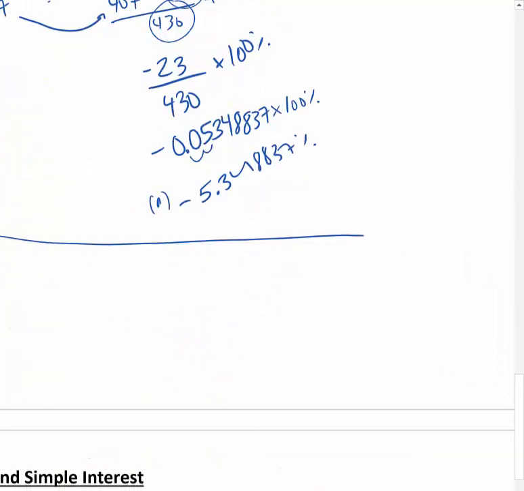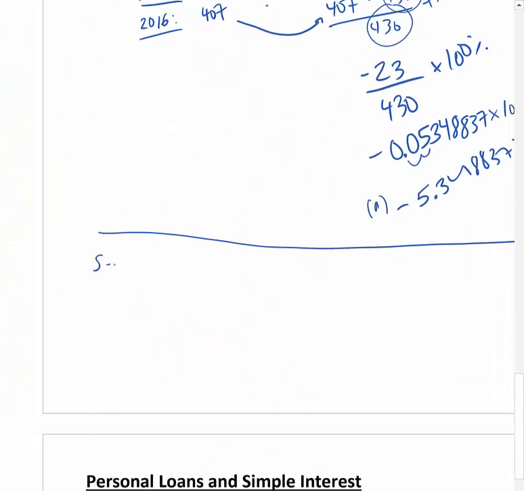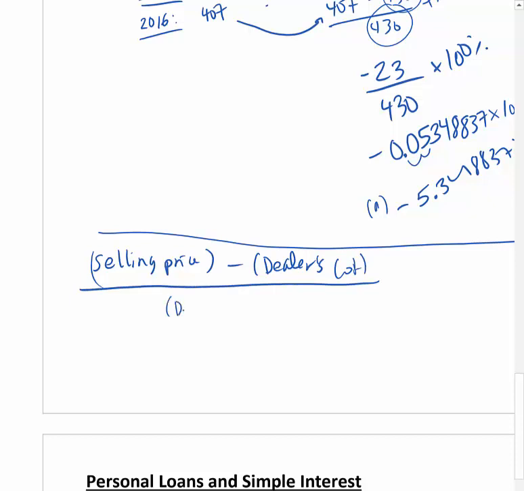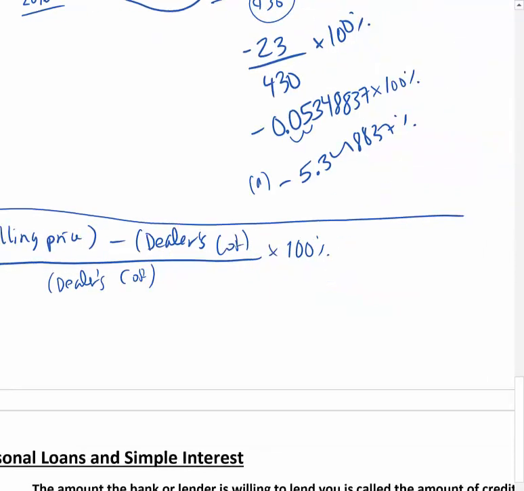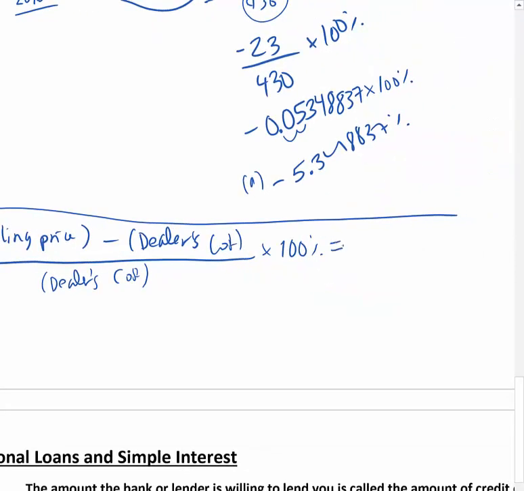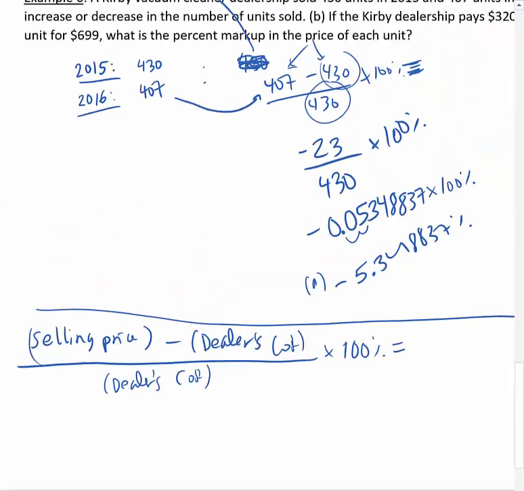Let's see, okay, so it's the selling price minus the dealer's cost over the dealer's cost times 100%. Alright. Not too shabby. So what was the selling price? What did they say?